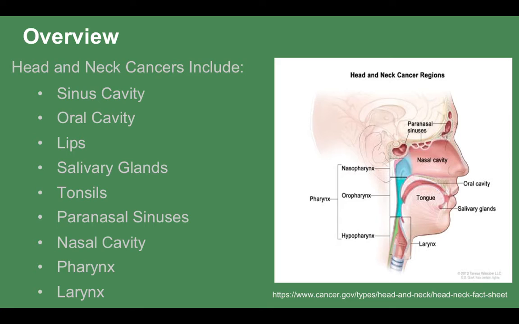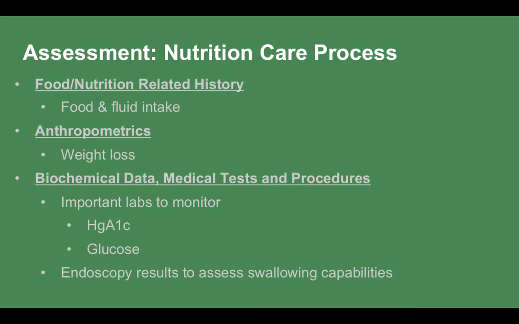Head and neck cancers are malignancies that develop in the sinus, oral, and nasal cavities, lips, salivary glands, tonsils, paranasal sinuses, pharynx, and larynx. The nutrition assessment is one of the most vital components of the nutrition care process for head and neck cancer patients. The most important components to document under food and nutrition related history is their overall intake of food and fluids. This includes any enteral nutrition they may be supplementing with.